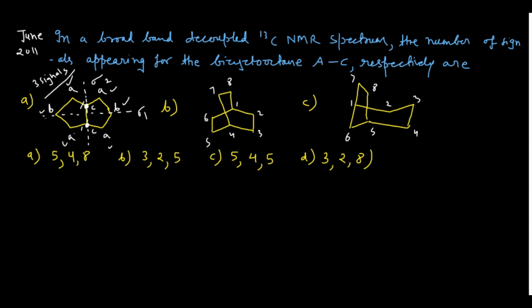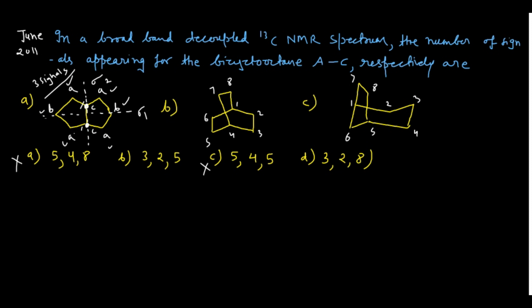So A should give actually three signals, but you can see in that case A is given as 5, so this cannot be your answer. A is giving 3, this can be your answer. C cannot be your answer because A is giving 3 signals. So you can immediately discard option A and option C from here. Okay, option A and option C you can immediately discard.